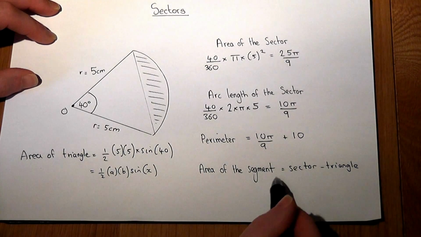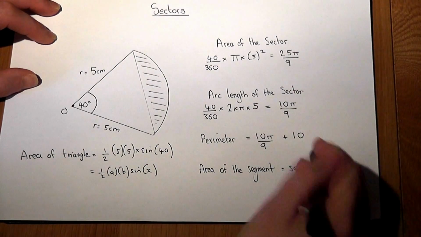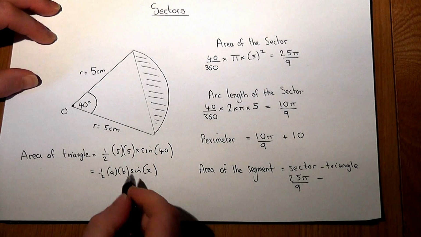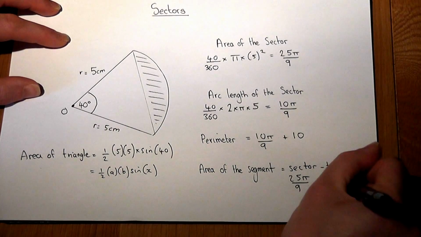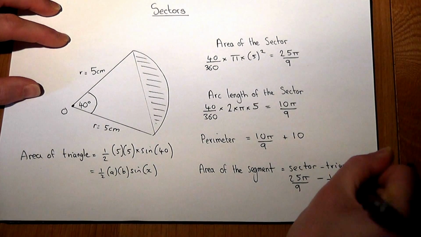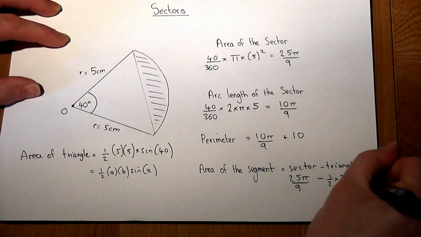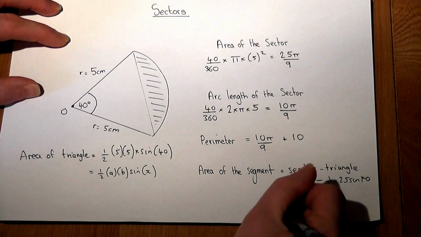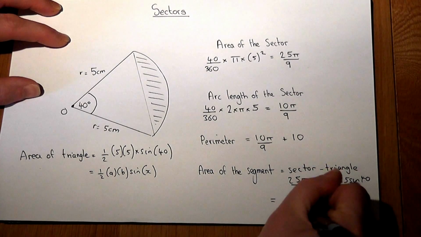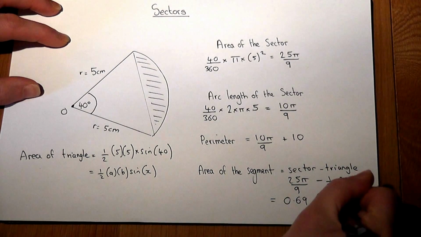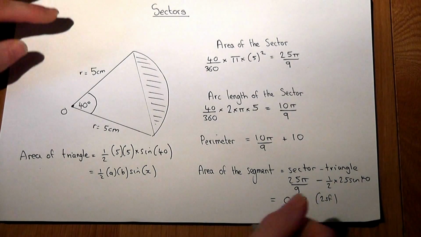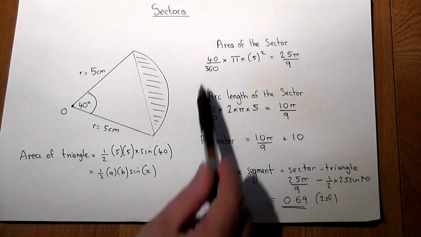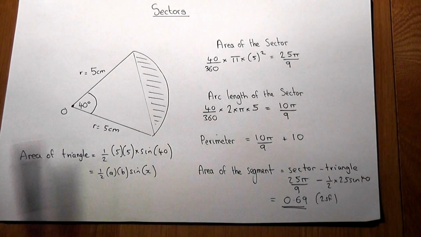So I must do the following. Area of the segment equals the sector area, which was 25 pi over 9, take away this calculation here, i.e. a half, lots of 25, that's 5 times 5, sine of 40. And if we put that into a calculator, the area becomes 0.69 to 2 SF. So sectors, we have the area and the arc length, and these are fractions of the full circle formulae.